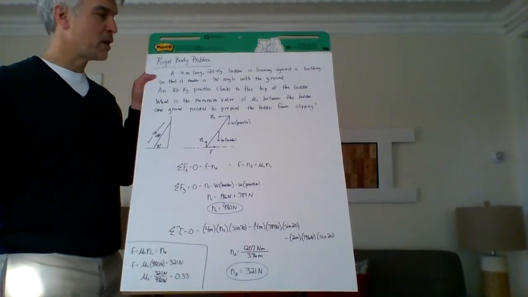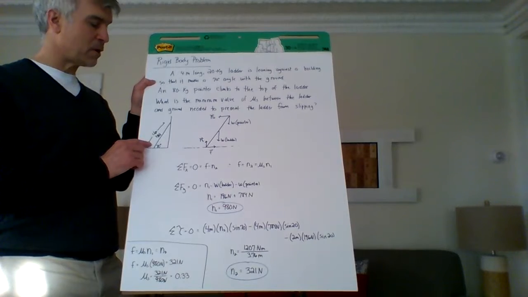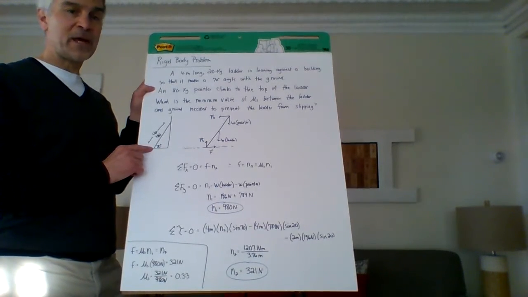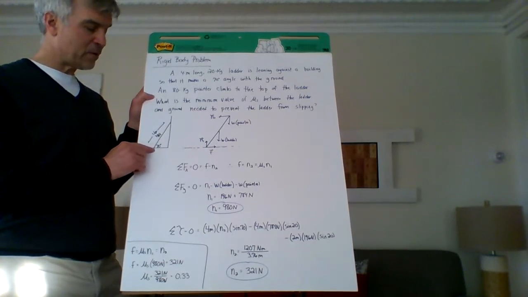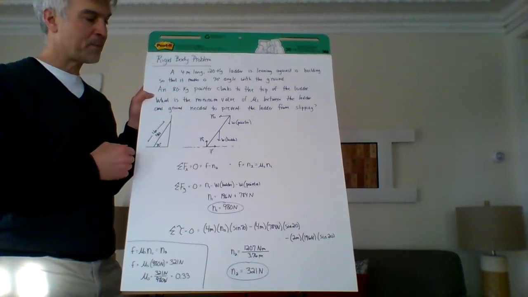So here's the problem. We have a 4 meter long, 20 kilogram ladder. It's leaning against the wall, makes a 70-degree angle. An 80 kilogram painter climbs to the top of the ladder, and we want to figure out the coefficient of friction here so the ladder doesn't slide out this way.